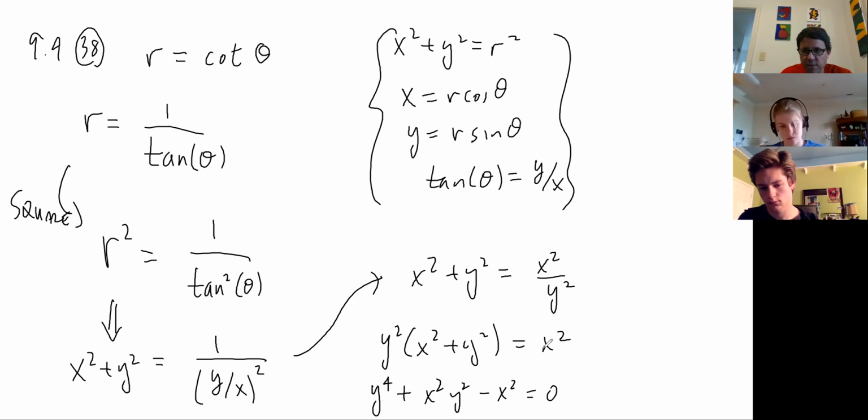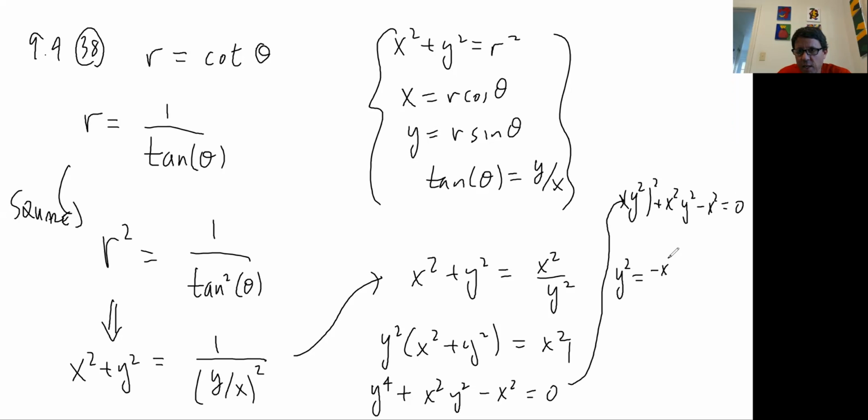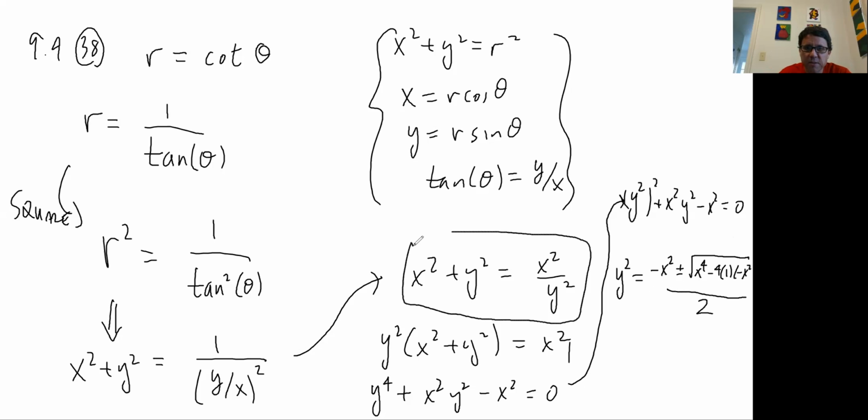And then you could realize that this is, don't do this, but you can write this as y squared squared plus x squared y squared minus x squared equals 0. And then you could use the quadratic equation not on y, but on y squared. So y squared would be negative b plus or minus the square root of b squared minus 4 times a times c, all over 2a, and then you can take the square root of that, plus or minus, and that would give you y. And that looks pretty god awful. So I would say, maybe just leave it there. That would be my happy answer.